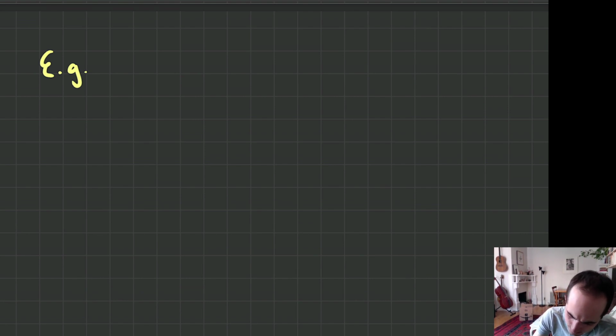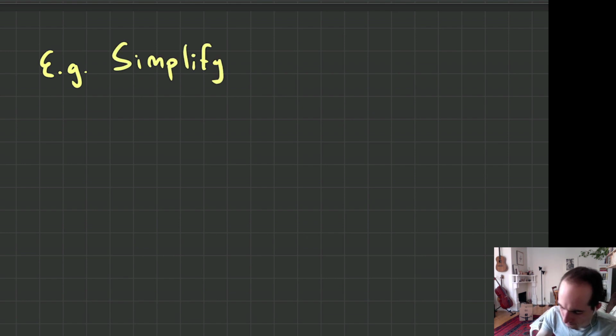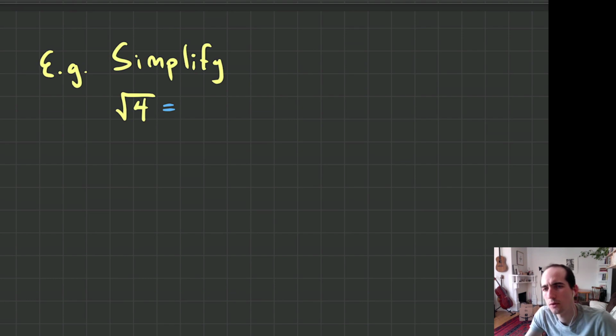Let's simplify the square root of 4. This is one of the simpler ones. This is where the misconception happens the most. I think a lot of people say, okay, what I'm looking for is all the values whose square is 4. And that's actually not true. The square root of 4 is just equal to 2. And yes, 2 squared is 4, and that's why we get that.